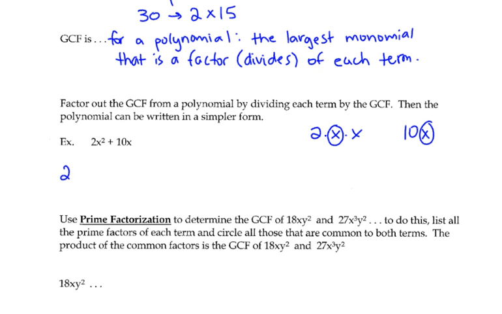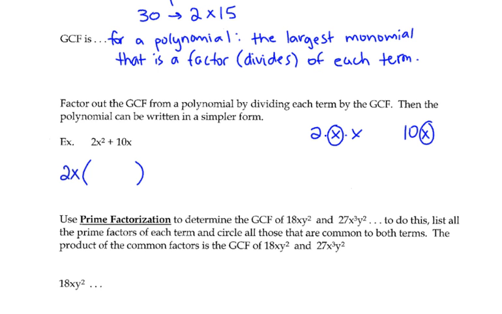It is 2 and x. The largest monomial we can divide both of those by is 2x. So we're going to actually factor out the 2x. We're changing it into multiplication. Okay? We want to pull out 2x from both of them. So how do we do that?